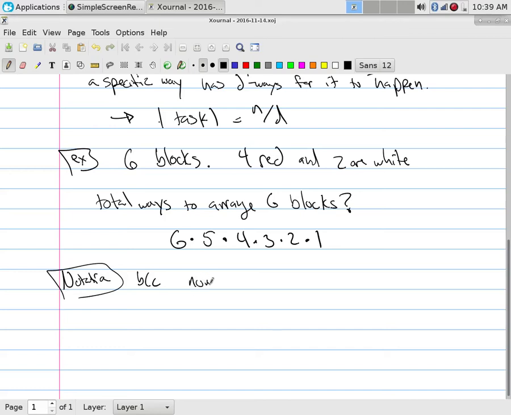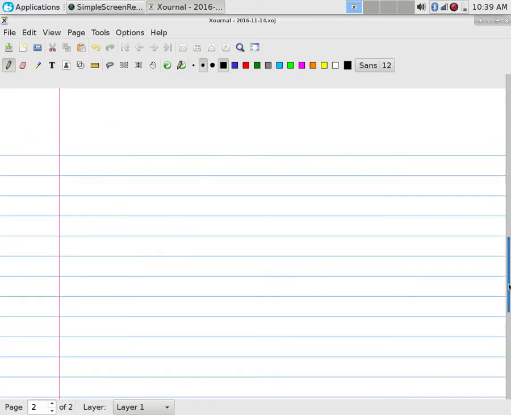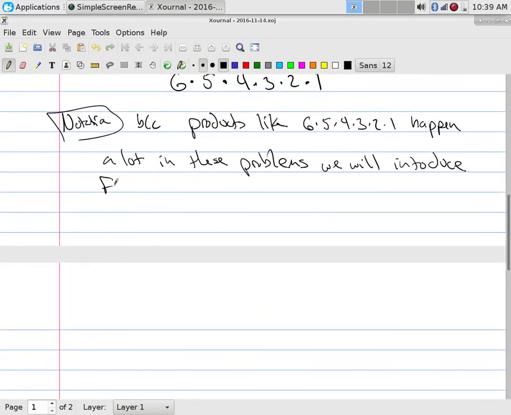Because products like 6 times 5 times 4 times 3 times 2 times 1 happen a lot in these problems, we will introduce factorial notation.